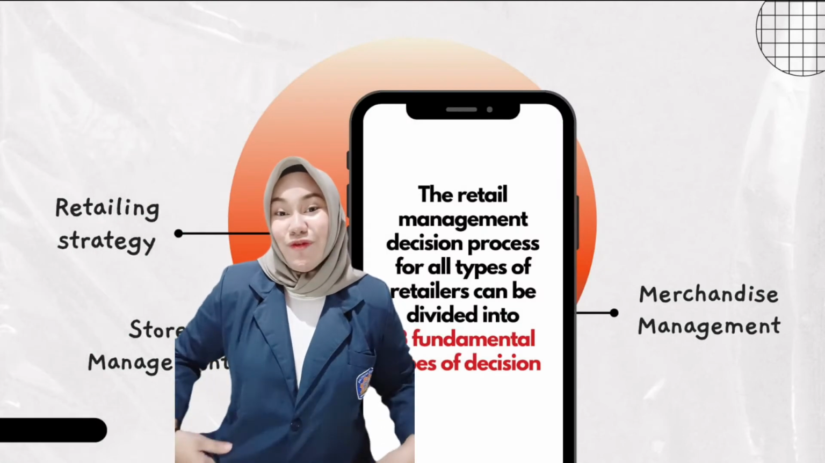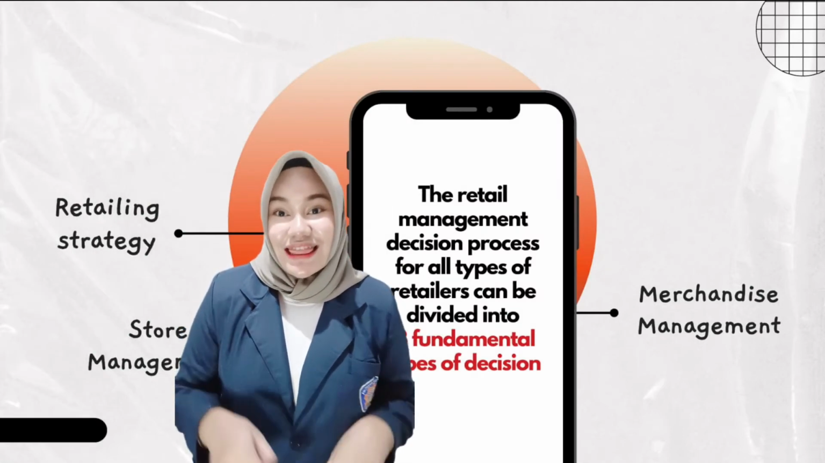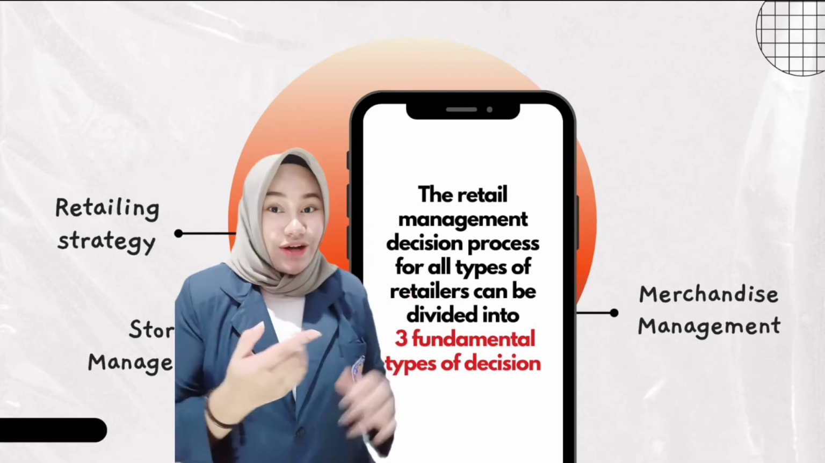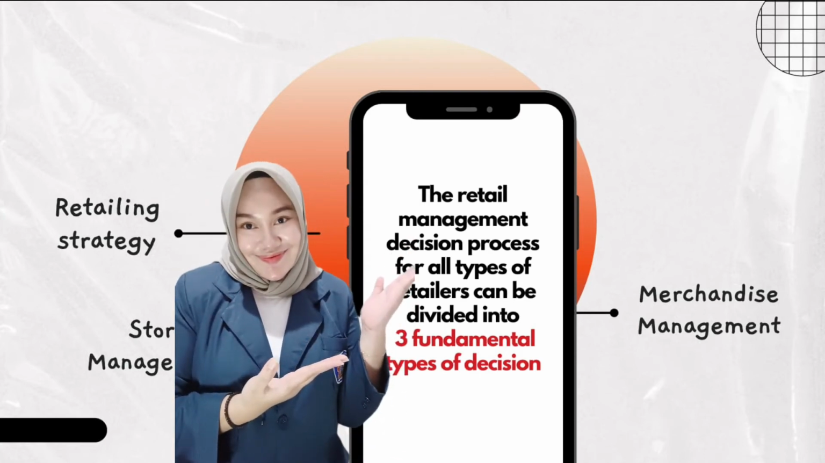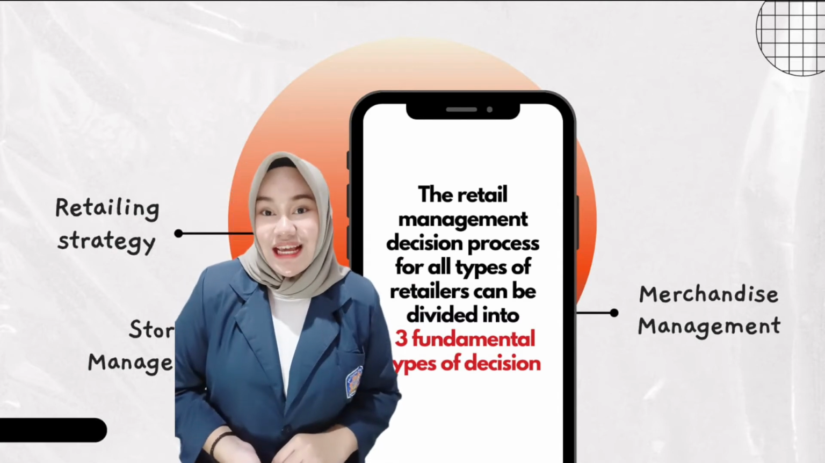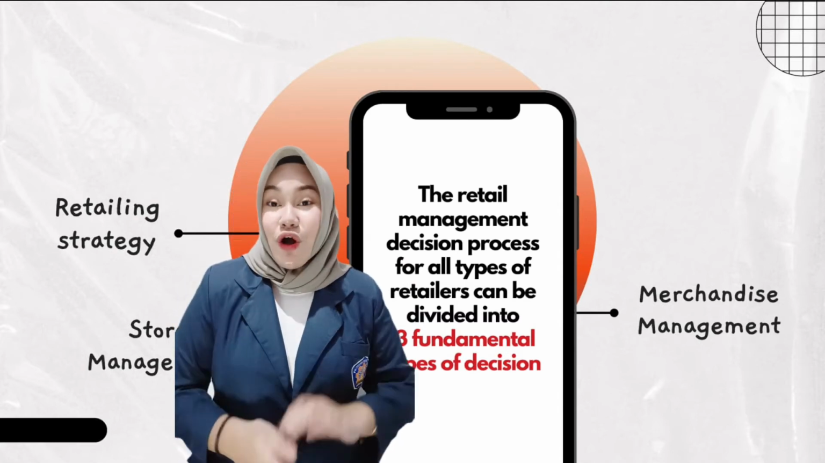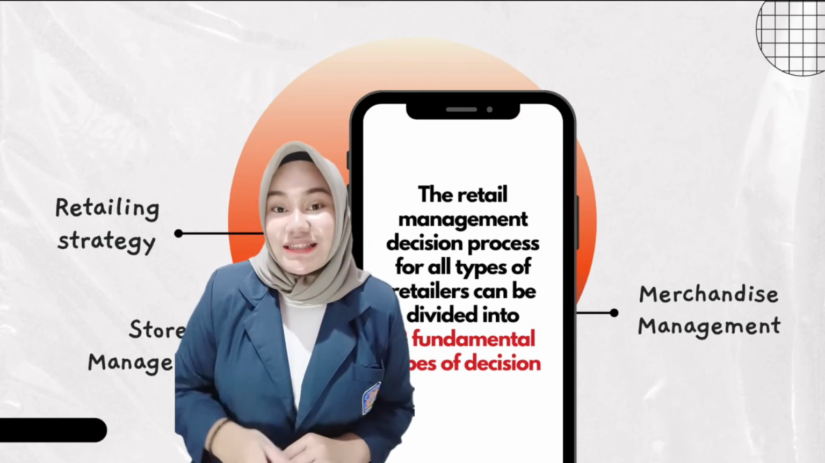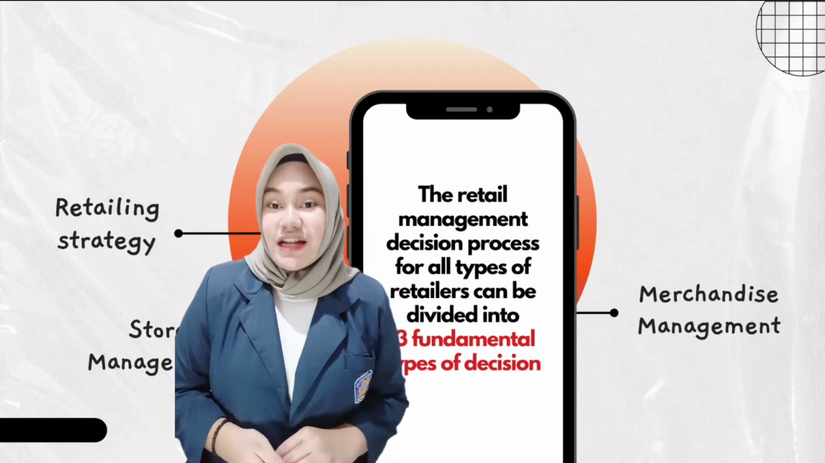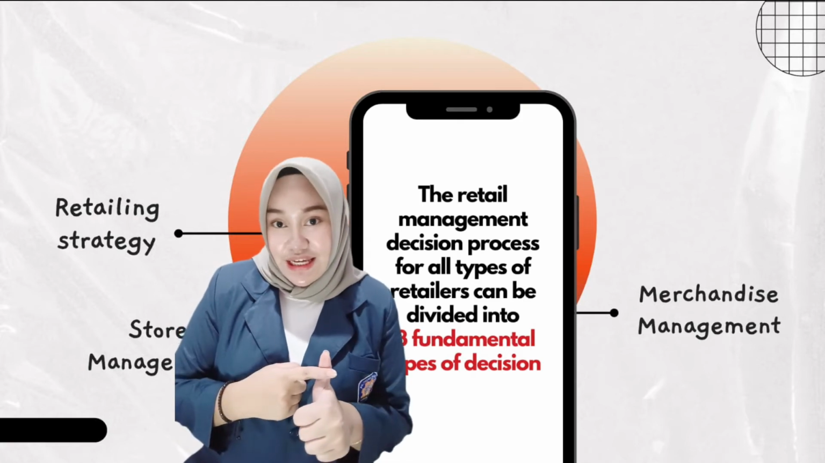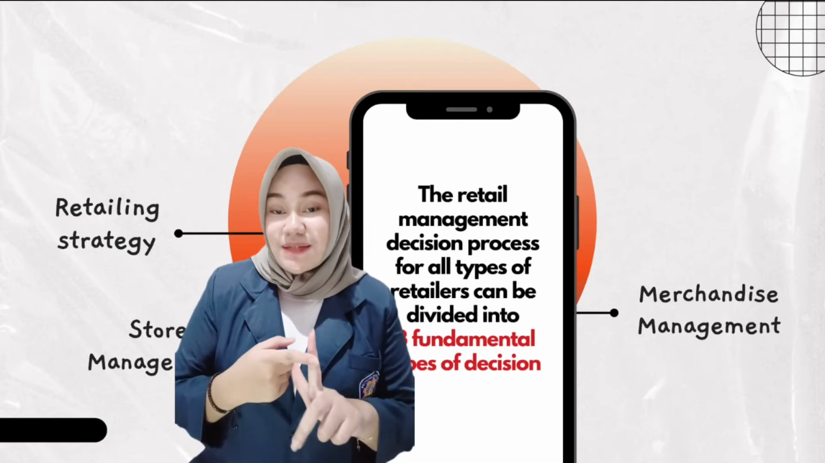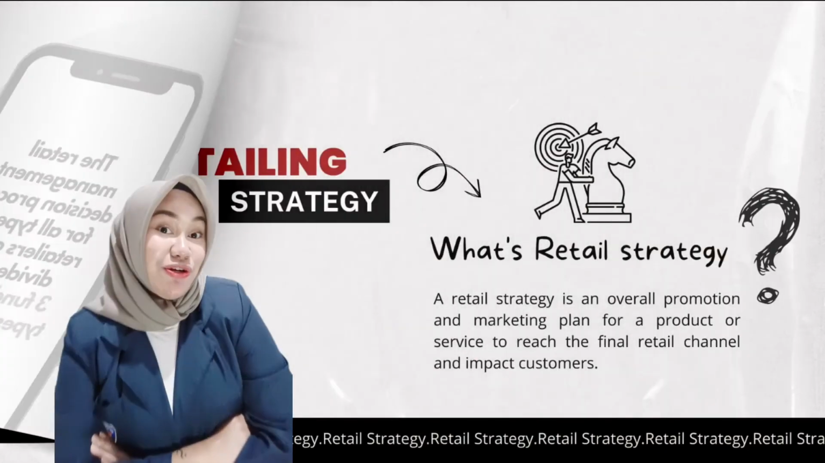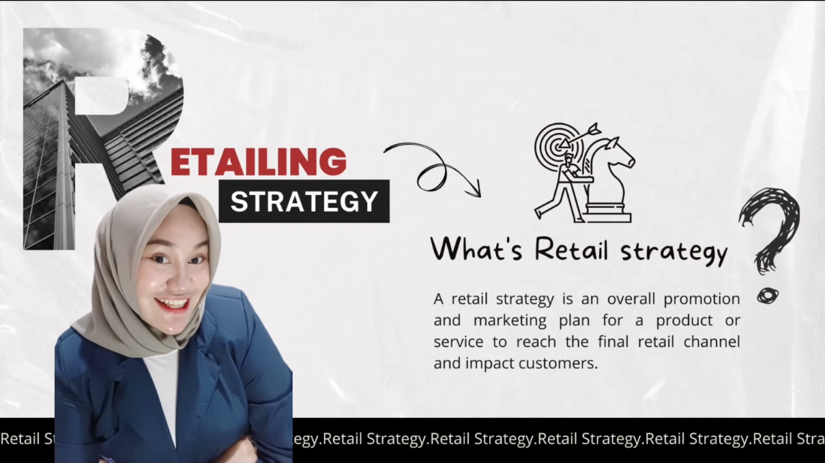Okay, we move to the last subtopic, types of retailing decisions. As you can see here, the retail management decision process for all types of retailers can be divided into 3 fundamental types of decisions. The first one is retailing strategy. The second is product management, and the last is store management. Do you know, guys, what is retail strategy?